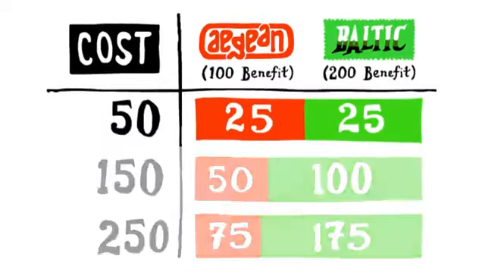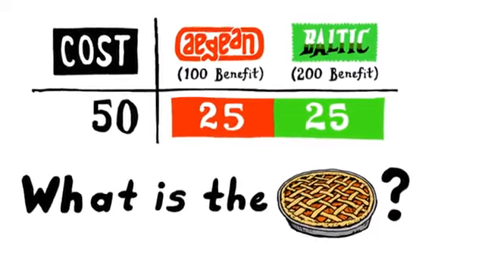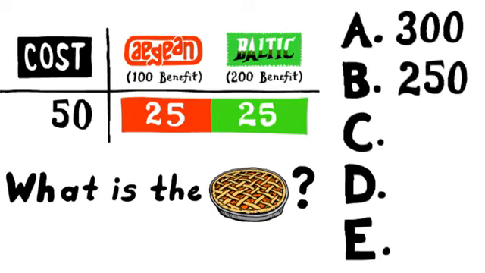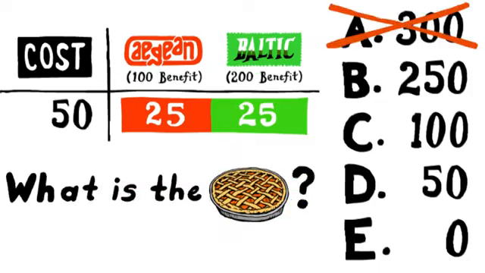Consider the first row where the total cost is 50. So what is the pie? I'll make this a multiple choice. Is it A, 300, B, 250, C, 100, D, 50, or E, 0? If you add up the benefits, 100 to Aegean and 200 to Baltic, you get 300. But that's not the pie, since the costs must be paid. You might think then that the pie is B, 250. The 300 total benefits net the 50 cost. But that isn't the pie either.